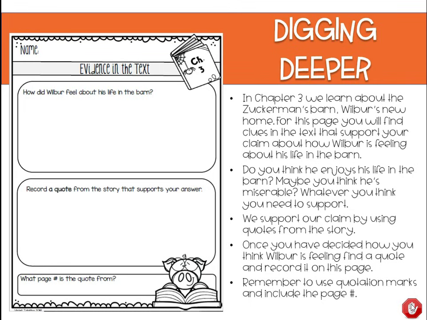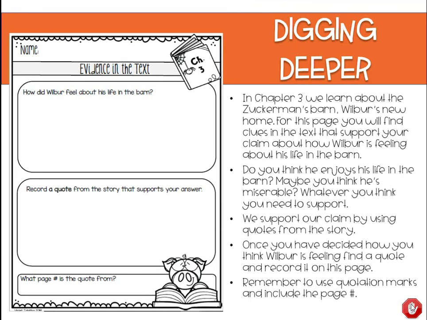This week, you're going to have a chance to dig even deeper into this skill. In Chapter 3, we learn about the Zuckerman's barn, Wilbur's new home. For this page, you will find clues in the text that support your claim about how you feel Wilbur is feeling about his life in the barn. Remember, this is not how you would feel if you were at a barn, but you need to use clues about how Wilbur is feeling. Do you think he enjoys his life in the barn? Maybe you think he's miserable. Whatever you think, you must support it.